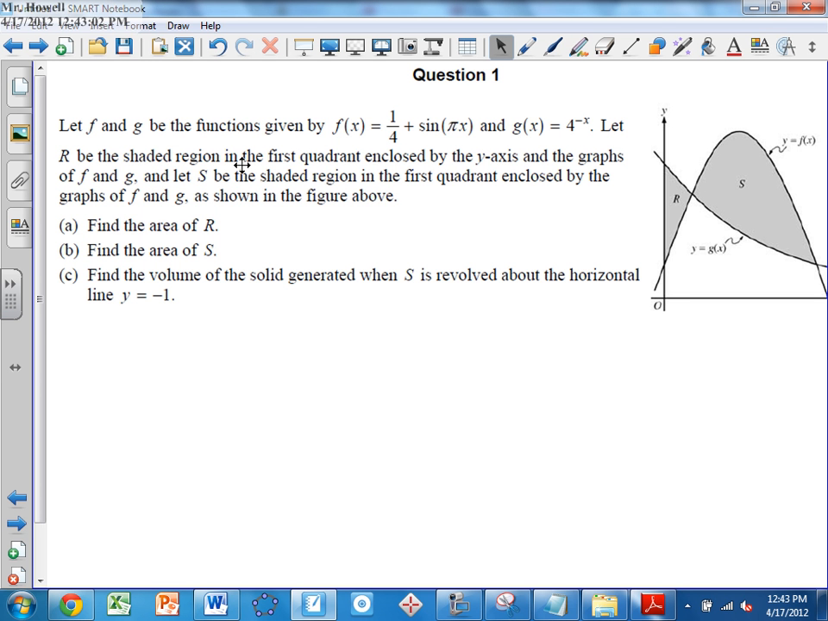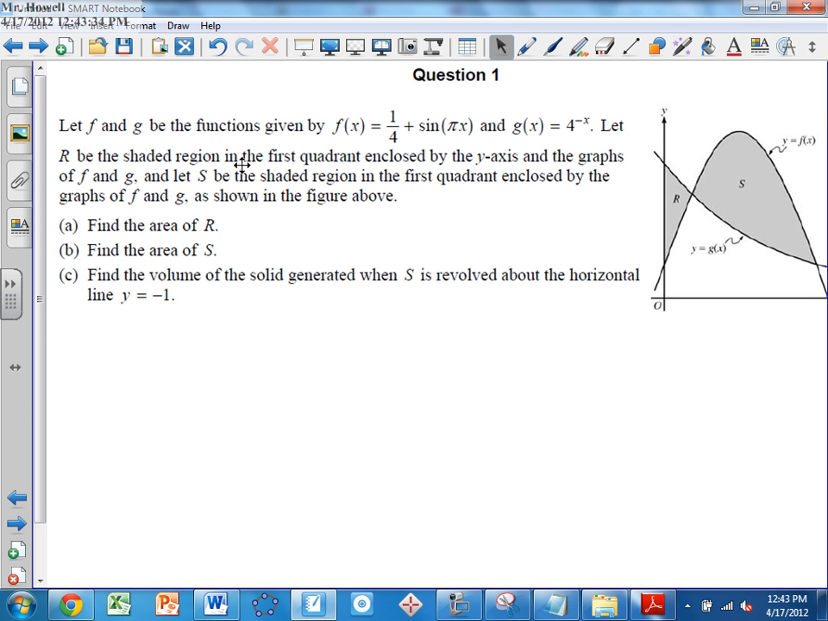It's not fun to do this, for anybody, not just you guys, for me too. Let R be the region shaded in the first quadrant enclosed by the y-axis and the graphs of f and g. Let S be the region shaded in the first quadrant enclosed by the graphs of f and g, as shown in the figure. We have a sinusoidal wave, so there will be a few intersections. They're telling you to just look at these portions. Then they're saying, find the area of R, find the area of S, which we did.